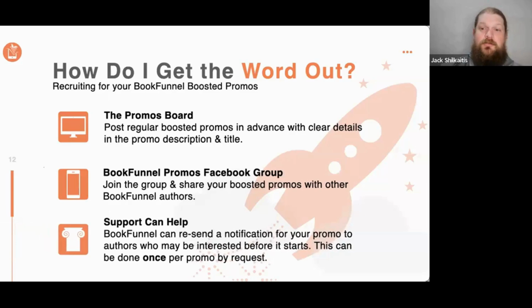BookFunnel admins have the ability to resend notifications for your promo to authors who might be interested. So authors will set their promo settings and they receive emails about their promo, sometimes a daily digest. This is usually based on the recruitment start date of your promo. So if you set a recruitment start date of August 28th, that's today, well, at 10 a.m. Central Time, an email goes out to any authors who have set up their promo settings so that they're notified of new promos in that genre or subgenre. So whatever date you have as your recruitment date, that's when those emails will go out.